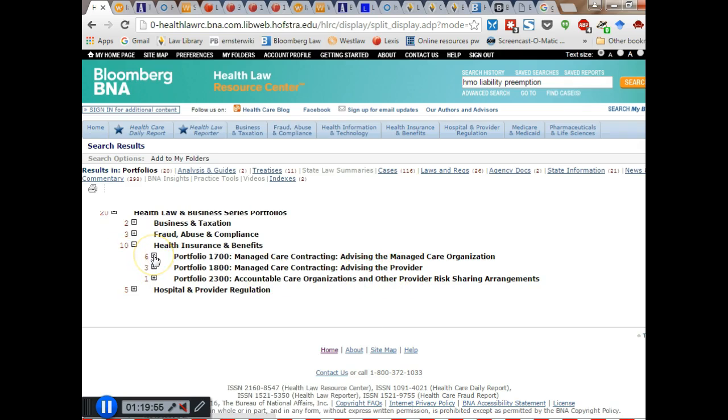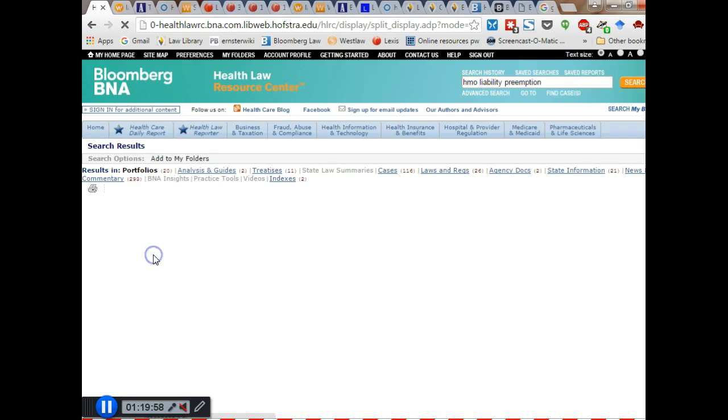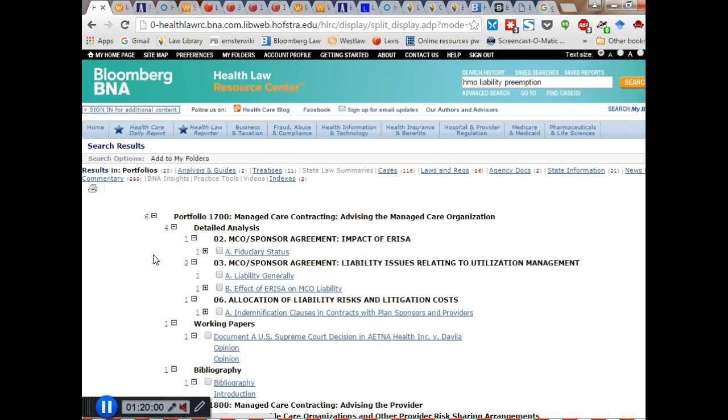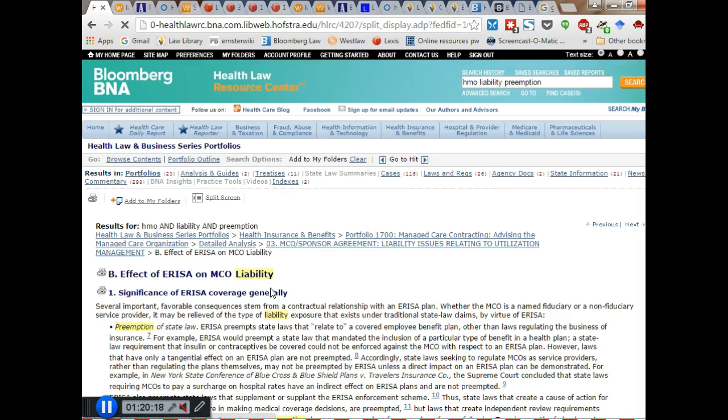So here are a couple of possibilities. Let's just dive into one of them so you can see what a portfolio looks like, at least online. So managed care organization, MCO, sponsor agreement, impact of ERISA, liability generally, effect of ERISA on MCO, managed care organization liability. So this is very detailed, very practitioner oriented. It's going to give us citations again to ERISA, you can see citations to cases.